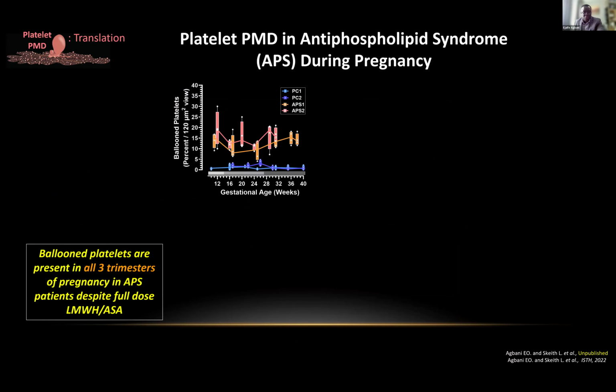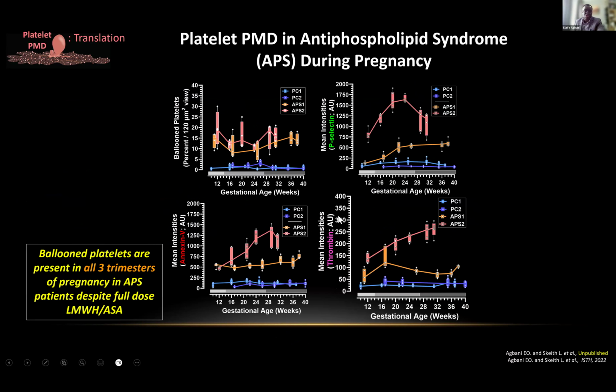Based on this observation, what we notice is that in terms of the ballooned platelets, there is significantly more of this in our APS patients compared to the healthy pregnant. And we also noticed that ballooned platelets were present in all 3 trimesters of pregnancy of APS patients, despite full dose of low molecular weight heparin and aspirin. So the expression of procoagulation, PS externalization, and thrombin followed the same pattern.